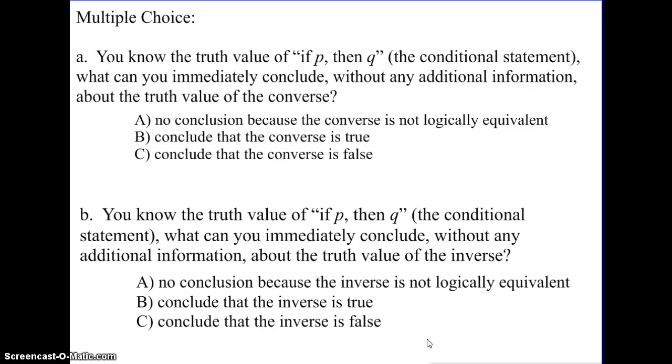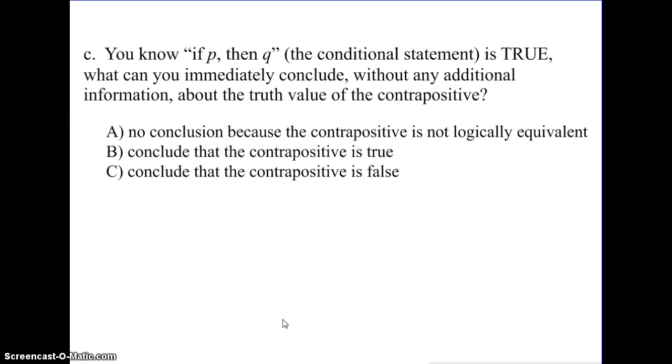Alright, so for A, if you know the truth value of the conditional statement, what can you immediately conclude without any more information about the truth value of the converse? We cannot make any conclusion. What can you conclude about the truth value of the inverse? No conclusion can be made. What can you conclude about the truth value of the contrapositive? Well, if the statement is true, the contrapositive must also be true. Has to, because it's logically equivalent.